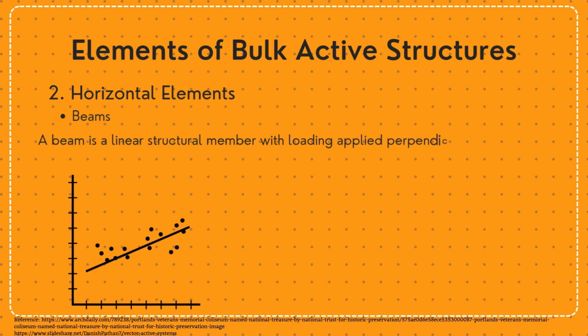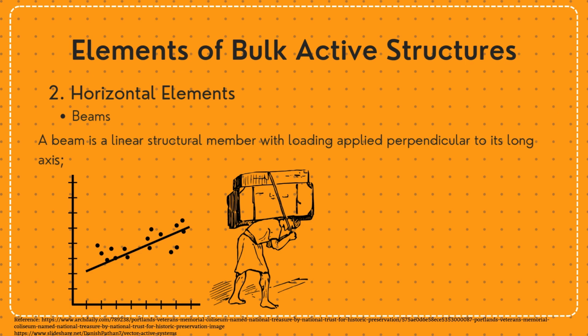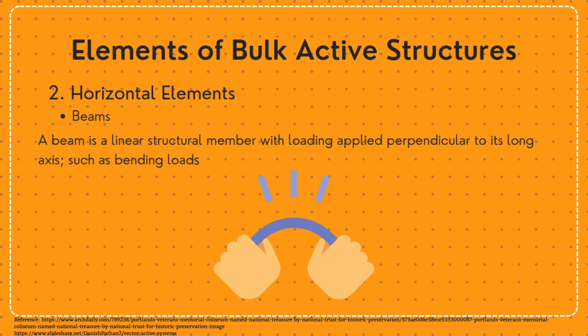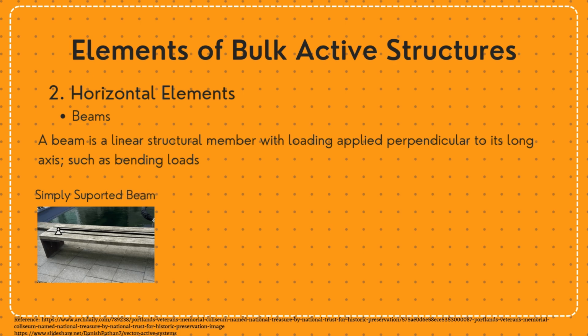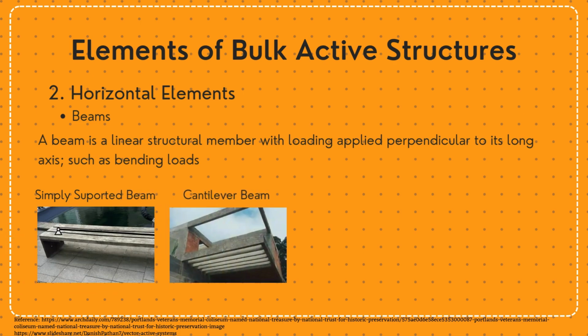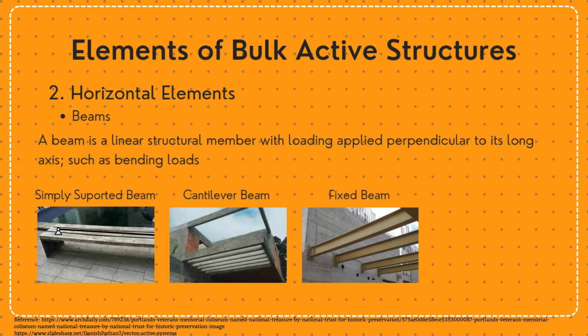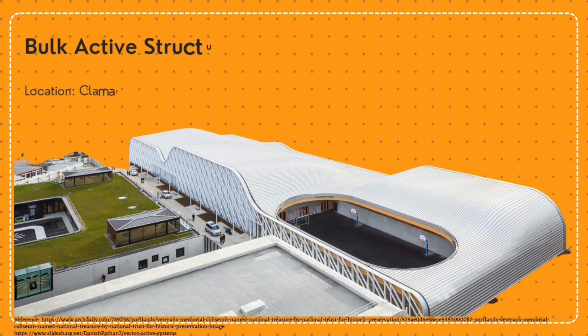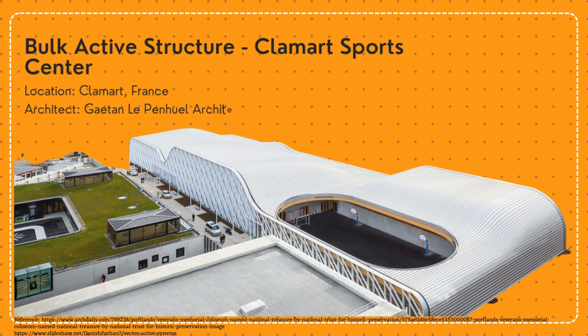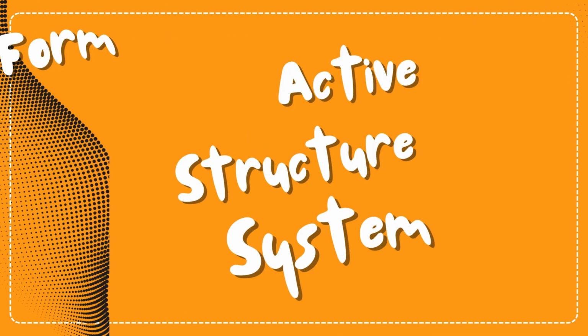A beam is a linear structural member with loading applied perpendicular to its long axis, such as bending loads. These are the examples of beams. The first one is simply supported beam, the second one is cantilever beam, the third one is fixed beam, and the fourth one is continuous beam. For the example of bulk active structure, we have Clamart Sports Center in Clamart, France, and its architect is Gaëtan Le Penhuel Architects. Form active structure system.